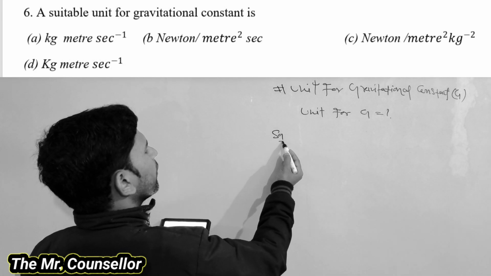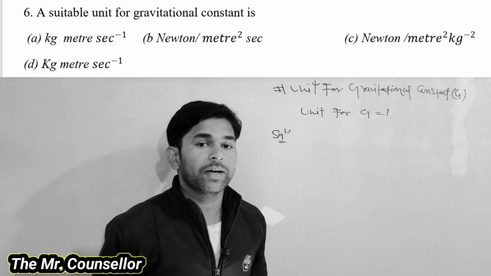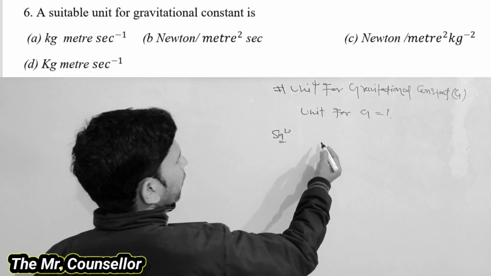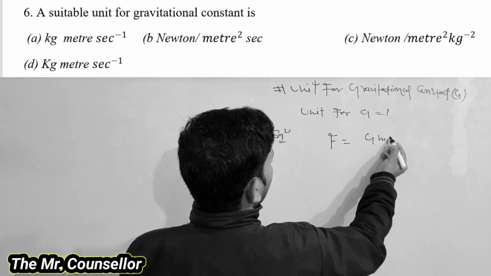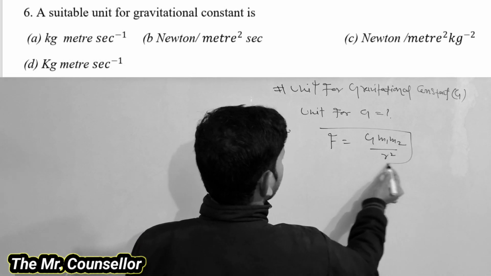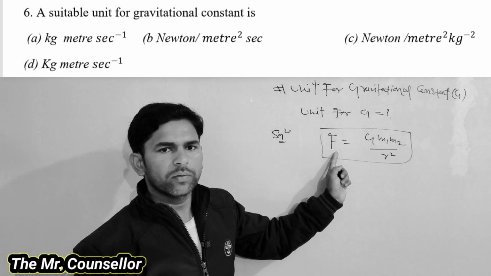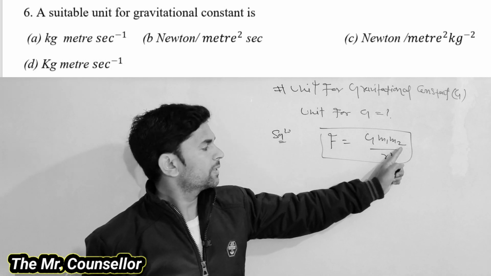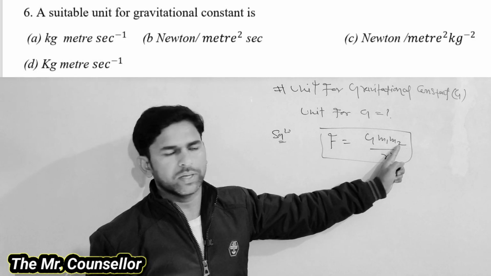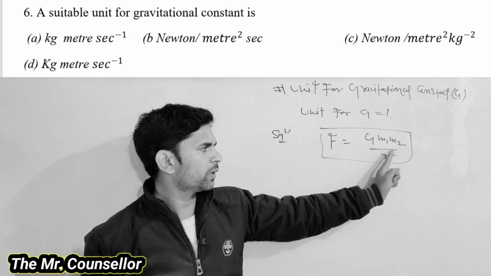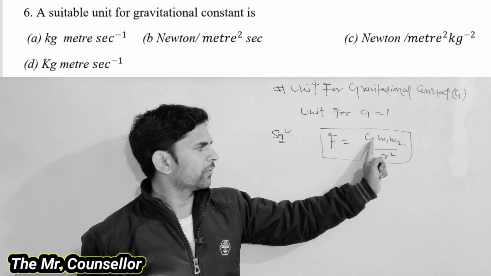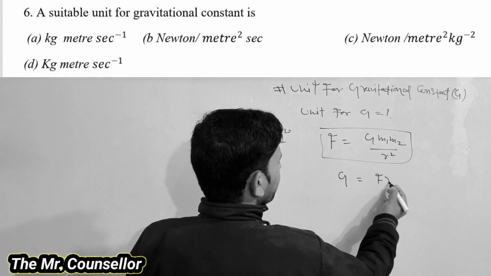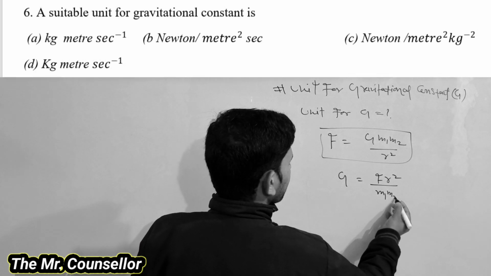You know very well how to solve this one. You get capital G from Newton's force formula: F is equal to G m1 m2 upon r square. The unit of force is Newton, m1 and m2 are masses so kg, and it will be kg square. Distance r means meter square. So we can find the unit of G by making some arrangement: G is equal to F into r square divided by m1 into m2.